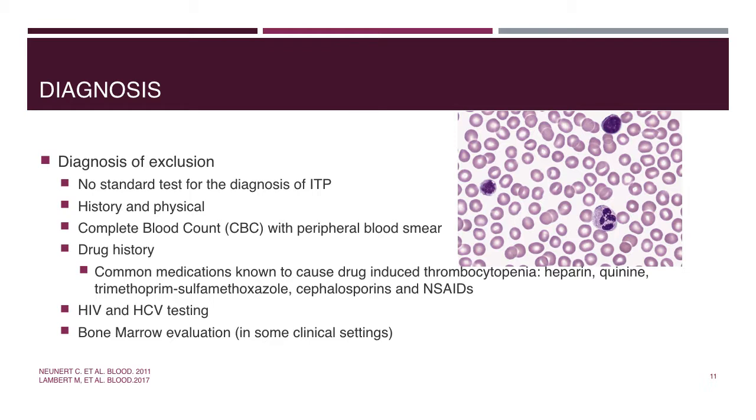The diagnosis of ITP is one of exclusion. So there's no standard test for the diagnosis of ITP. Thus, a history and physical, as well as getting the patient's drug history, is really vital here. A complete blood cell count with a peripheral smear is also very important, as we'll get into in subsequent slides for the diagnosis. And then HIV and HCV testing are also important to rule out those secondary causes.